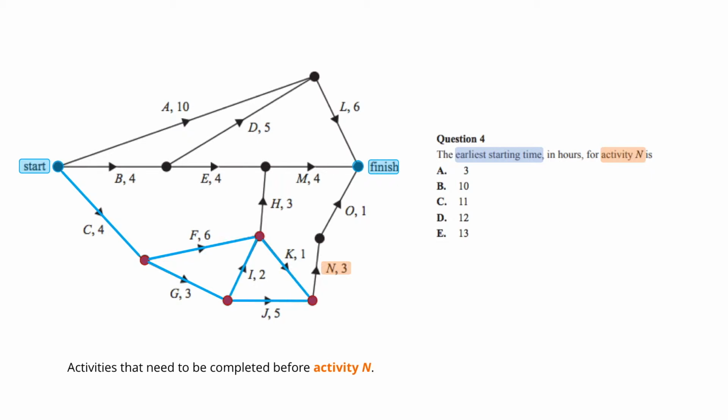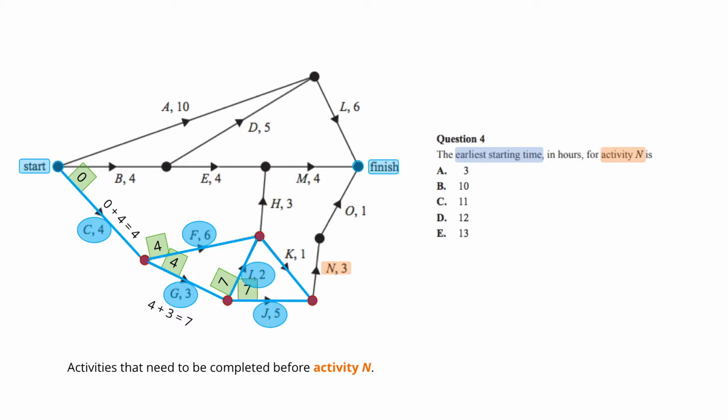Let's start with activity C. The earliest starting time for activity C is 0. 0 plus 4 equals 4, which gives the earliest starting time for activity G, which is 4, and the earliest starting time for activity F, which is 4 as well. Following activity G, 4 plus 3 equals 7. This means that the earliest starting time for activity I is 7, and the earliest starting time for activity J is 7 as well.